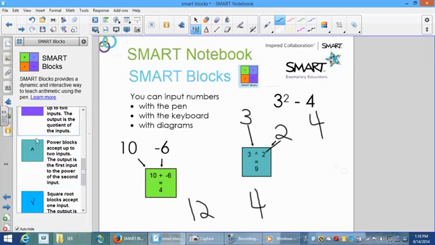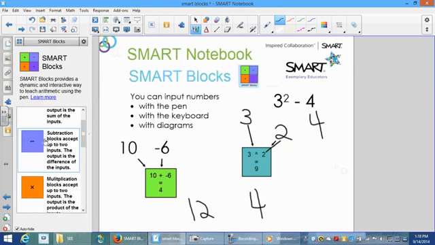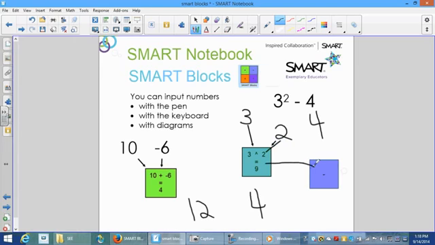Now I want to subtract 4, so I need to get my subtraction block and draw a line from the 9 and from the 4, and I get the answer 5.